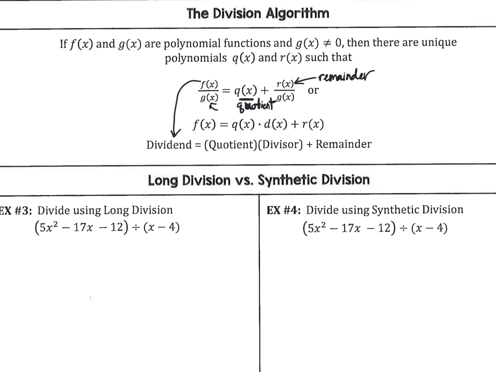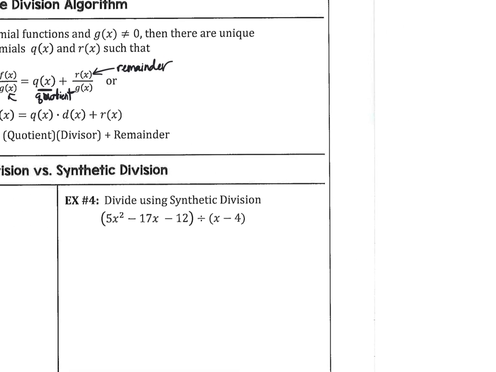Okay, so let's remind ourselves of what happens with regular long division. I would like to take 174 and divide it by 4. How do I do that?